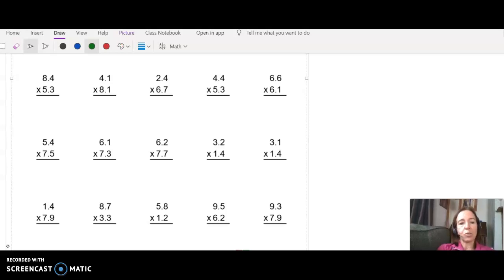So I'm going to start with multiplying by my tenths at the moment. So 4 times 3 is 12. And 8 times 3 is 24 plus the 1 is 25.